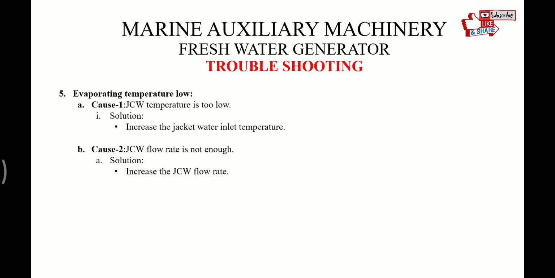Fifth problem is evaporating temperature too low. In that case, first cause is jacket cooling water temperature is too low, and the solution is to increase the jacket inlet temperature by closing the bypass valve or with the use of controller. And second cause is jacket flow rate is not enough. In that case, just increase the jacket cooling water flow rate to the evaporator.